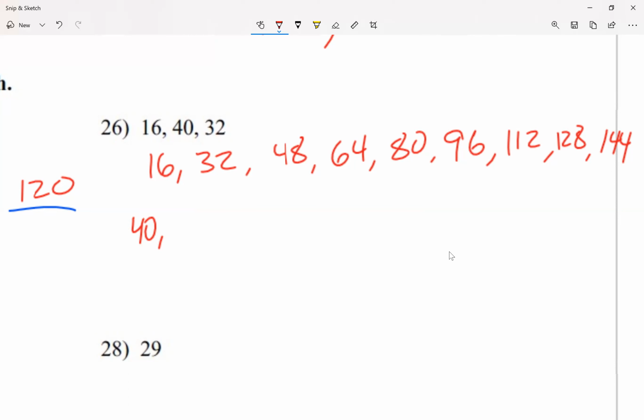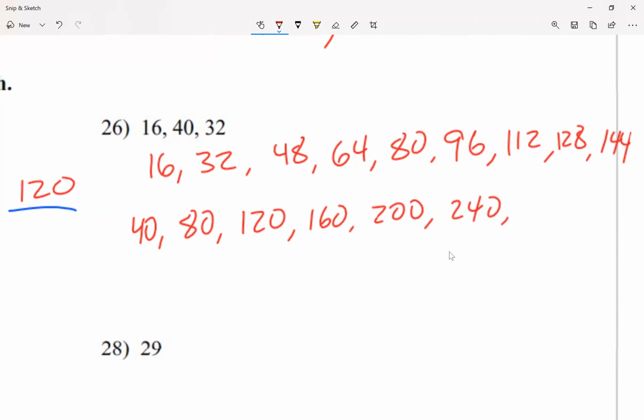So I'm going to start with 40, and then 80, 120, 160, 200, 240, 280, and I think that's enough for the 40s.